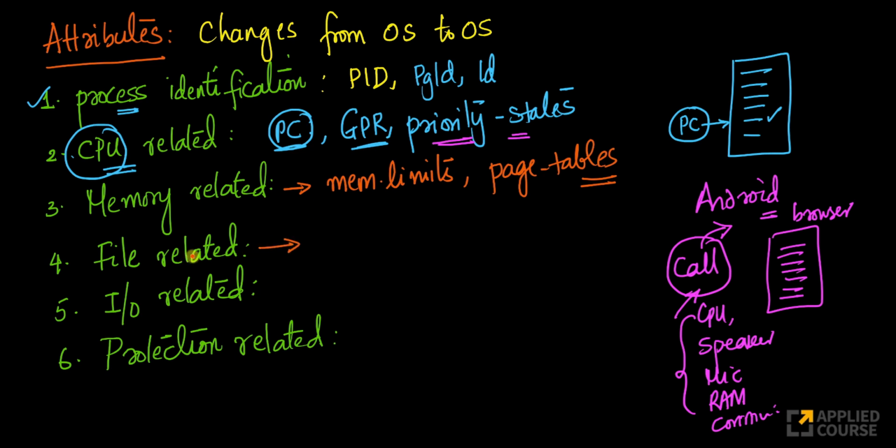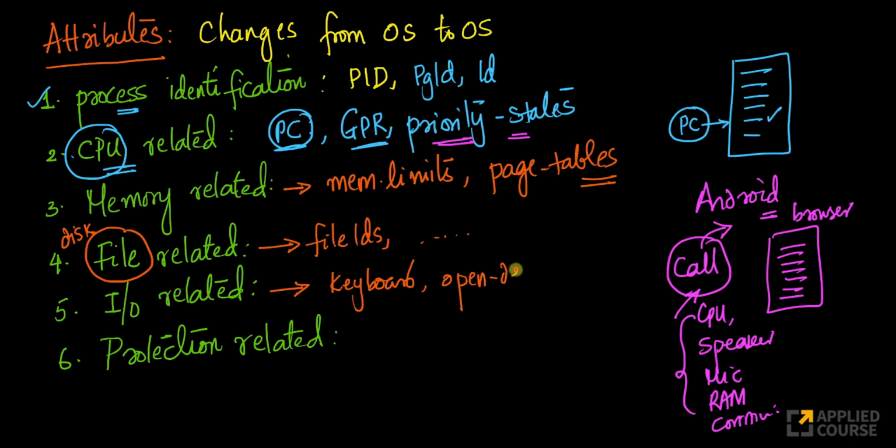There are also file related attributes of a process: all the file IDs and file pointers that I have currently opened. Which files do I have access to right now? All these are file related attributes corresponding to a process. There are also IO related attributes, because a file is also one type of IO device. Files are stored on a disk, and a disk is an IO device. There could be other IO devices like your keyboard. Suppose I'm executing a program. Whatever I type on the keyboard, does it go to this process or some other process? That's important. These are often referred to as open devices, all the devices to which this process has access. All of that information is stored in IO related attributes.